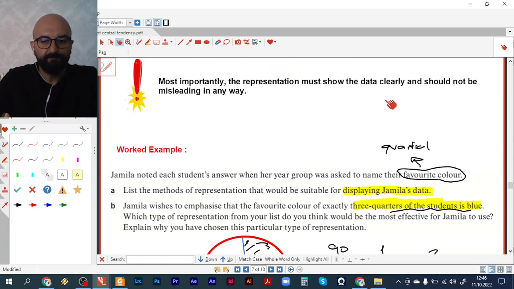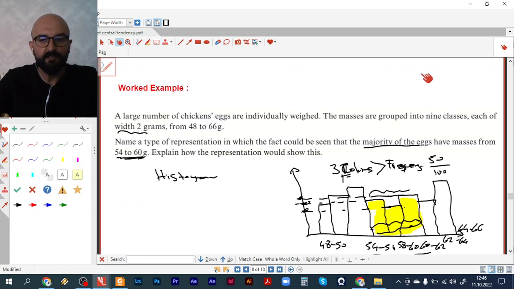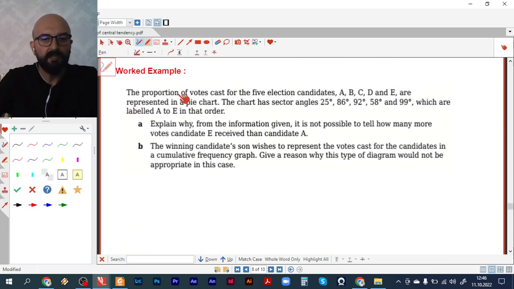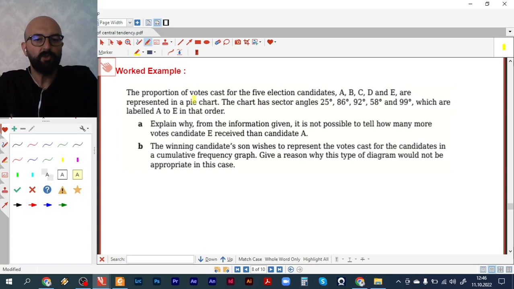And we state the last question about comparing the different data. The question is about votes cast for the 5 election candidates. The proportion of votes cast for the 5 election candidates A, B, C, D, E are represented in a pie chart. The chart has sector angles 25 degrees, 86 degrees, 92 degrees, 58 degrees, and 99 degrees, which are labeled A to E in that order.